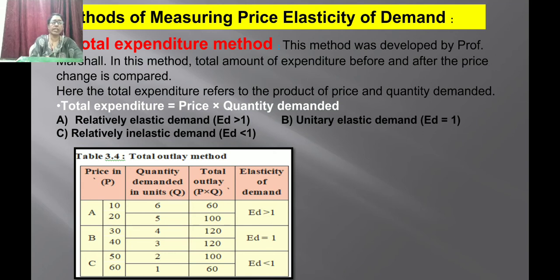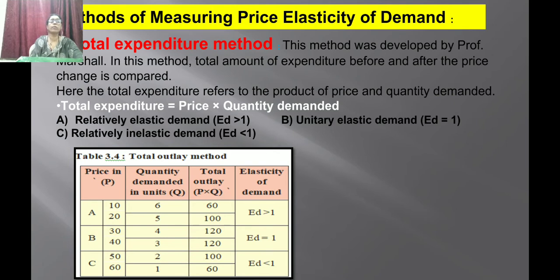मीन्स we can do the calculation in, first we studied about percentage method, उसको arithmetic method भी बोलते, वो भी कैलकुलेट कर सकते, नहीं तो हम एक्सपेंडिचर मेथड से कैलकुलेट कर सकते. वेरी सिंपल इज दिस. इन दिस मेथड what it is said that amount of expenditure before and after the price is compared. Here the total expenditure refers to the product of price and quantity demanded.